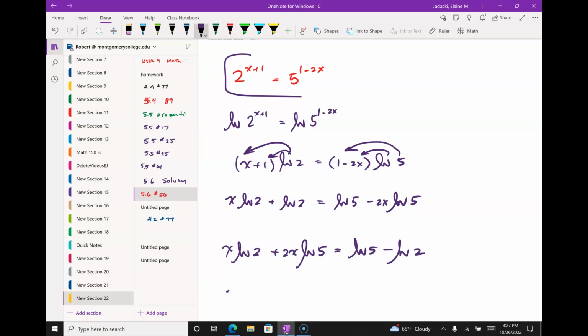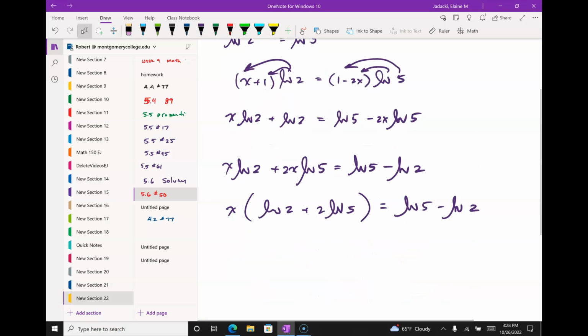Thank you. Factor out the x. X times the ln of 2 plus 2 ln of 5. It looks like I can apply a property, two properties on the left and one property on the right.